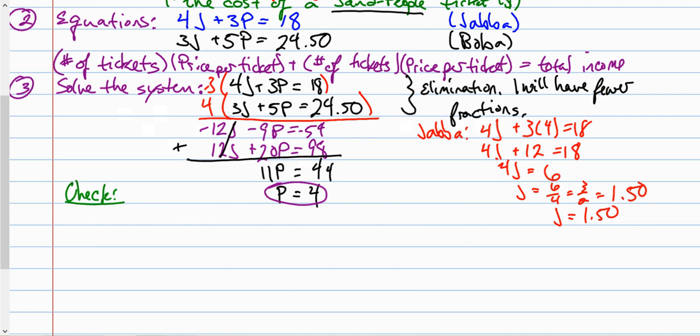So I am going to grab my 3j, 3 times 1.50, plus 5 times my 4 should equal 24.50. 3 times 1.50 is going to be 4.50. 5 times 4 is 20. And, well, look at that. That does equal 24.50. We were correct.